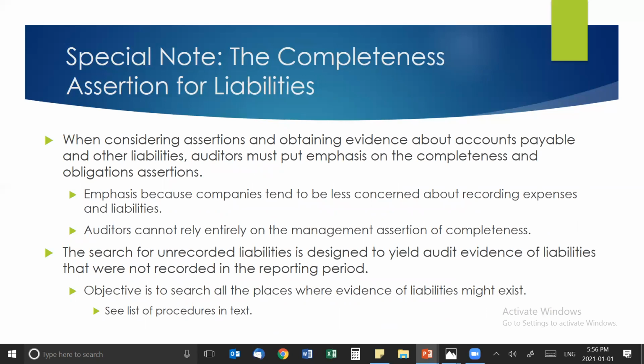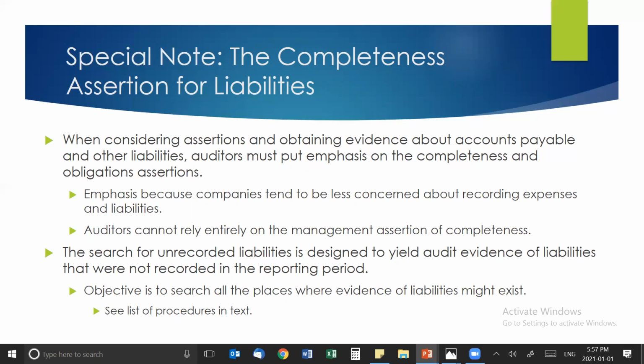When looking at the completeness assertion for liabilities, when obtaining evidence around accounts payable and other liabilities like long-term liabilities, for example, we need to put emphasis on the completeness and obligation assertions. So usually companies are quick to record assets and revenues, but are less concerned about recording expenses and liabilities, right? So they might want to hide some liabilities and expenses to show more net income and maybe a better debt to equity ratio if they have a debt covenant put in place so they don't show a breach of covenant, or they want to have their current ratio high or something. So we need to do a bunch of tests for the completeness assertion.